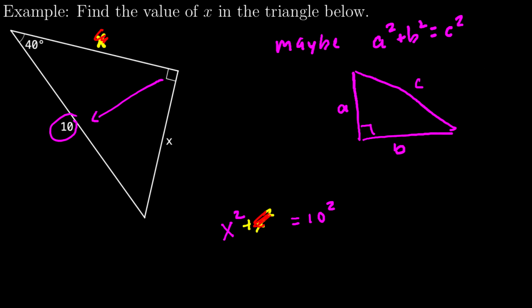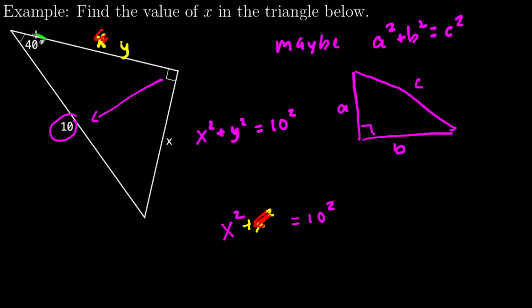Now, I could try to make this a different variable, let's say y. But the problem here is I would have x squared plus y squared equals 10 squared. Since I have an x and a y, I can't solve this equation and get a specific, determined number. If I solve for x, it'll have a y in it. Here's where the trick comes in.